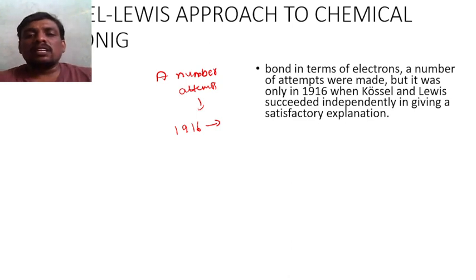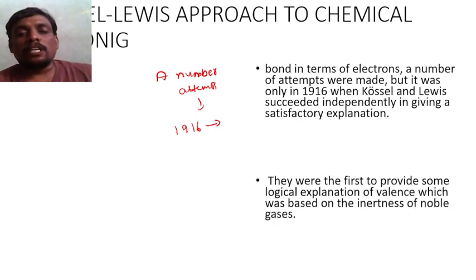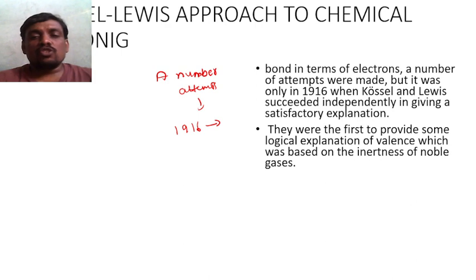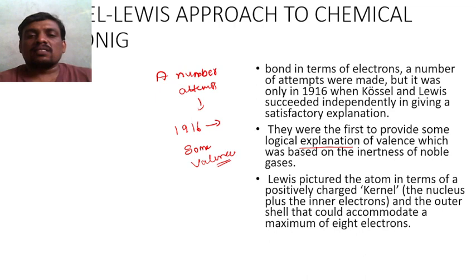They succeeded independently in giving a satisfactory explanation about this. They were the first to provide some logical explanation of valency. What is that logical explanation? Especially for the gases, the noble gases. Lewis pictured the atom in terms of a positively charged kernel, isn't it?